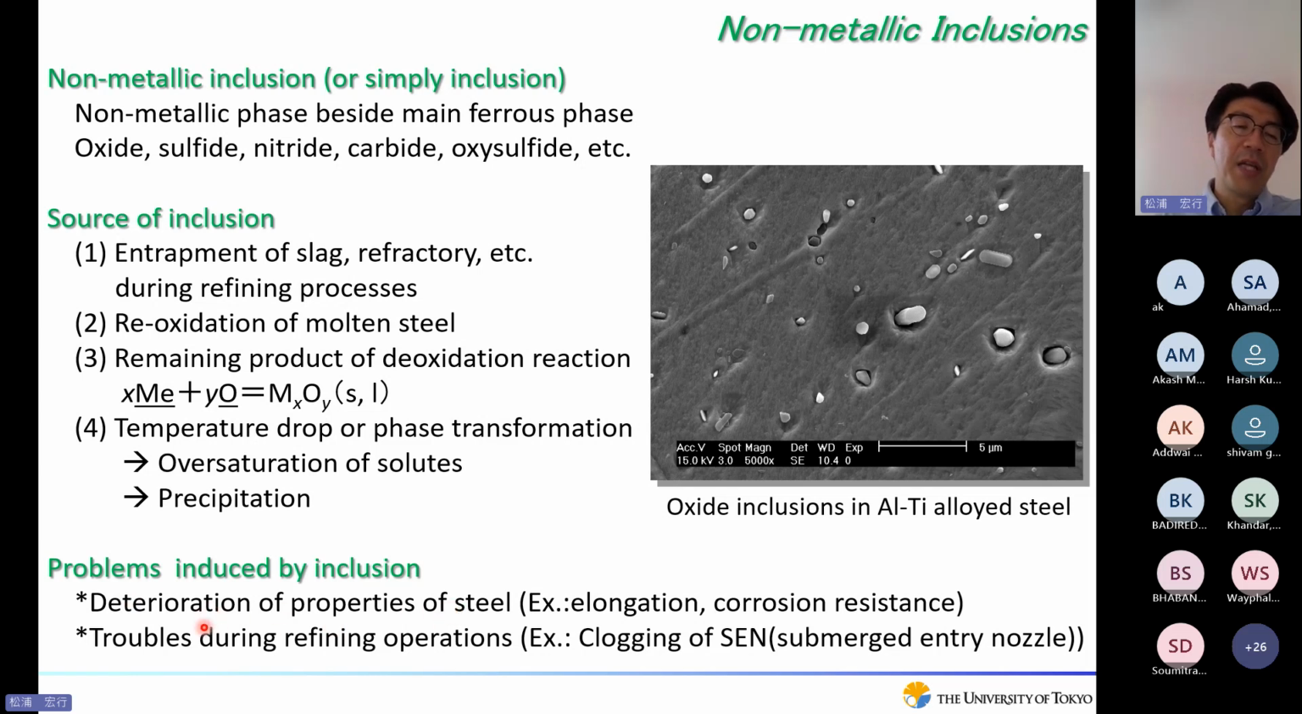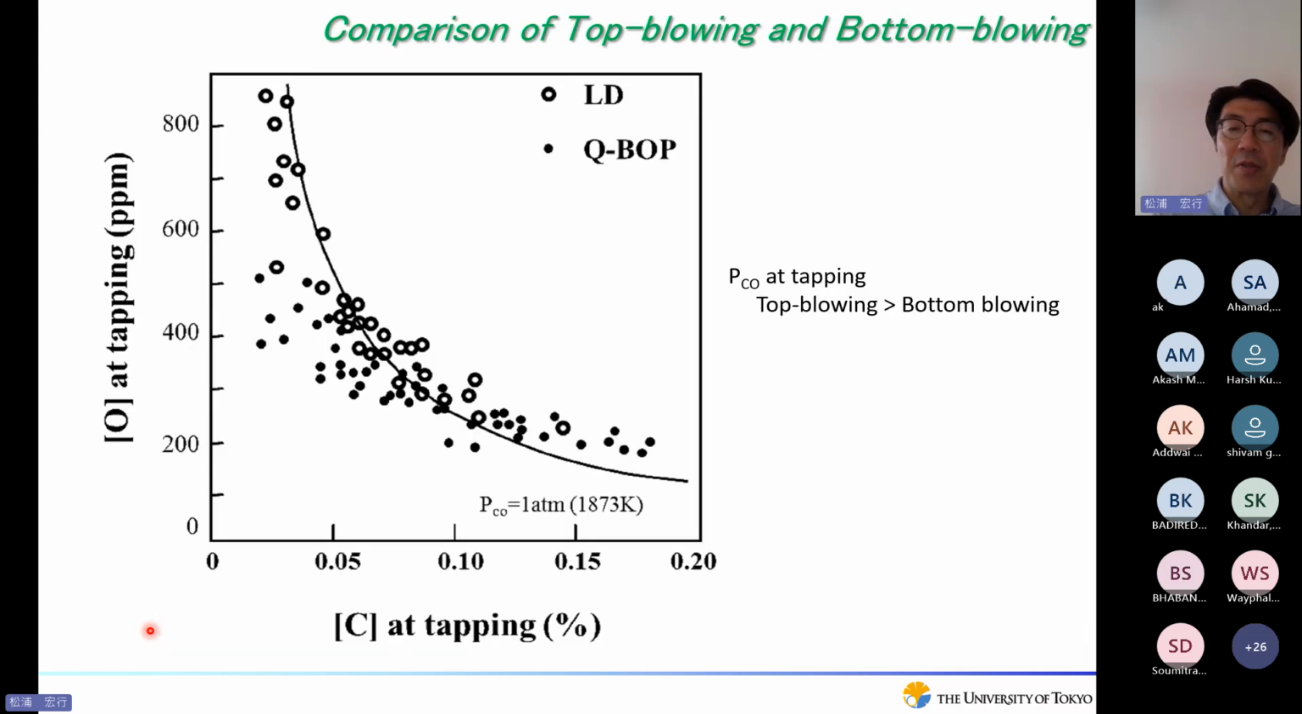The other one is the many troubles during the refining operations, such as clogging of a submerged entry nozzle, which is installed in the casting process. When you pour the molten steel to the caster, you need nozzles. But those kinds of oxide inclusions accumulate on the surface of the inner wall of the SEN, and then the inner diameter becomes smaller and clogging happens. In that case, you need to terminate the operation and change the SEN, which will reduce the productivity of the plant. So from both viewpoints, we need to eliminate the inclusions as much as possible.